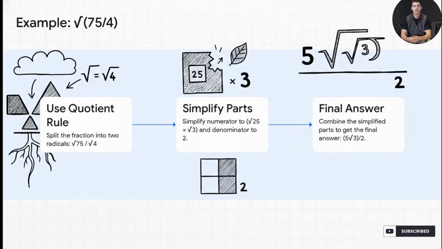Okay, so what about a fraction, like the square root of 75 over 4? Don't panic, it's the same idea. Our first move is to use the quotient rule. We split this into two smaller problems, the square root of 75 on top and the square root of 4 on the bottom. Now we just simplify each part. The denominator is a gift. The square root of 4 is just 2. Easy. For the numerator, we hunt for the perfect square inside 75, which is 25. That simplifies down to 5 root 3. Finally, we just put it all back together to get our answer. 5 root 3 all over 2.